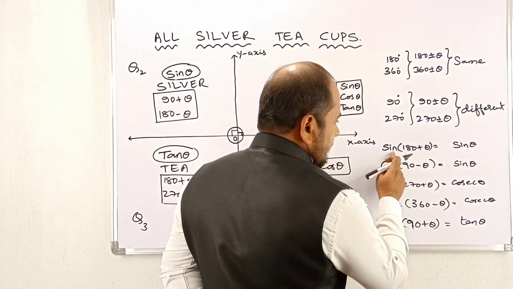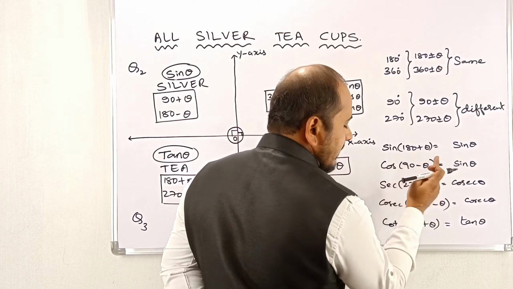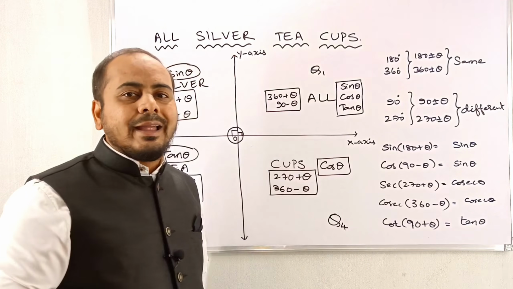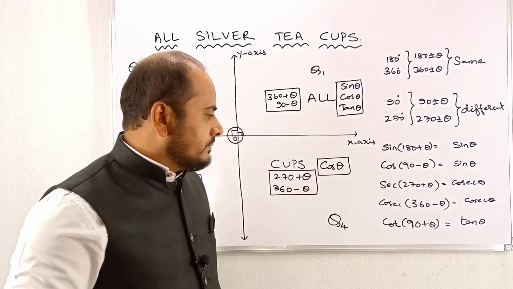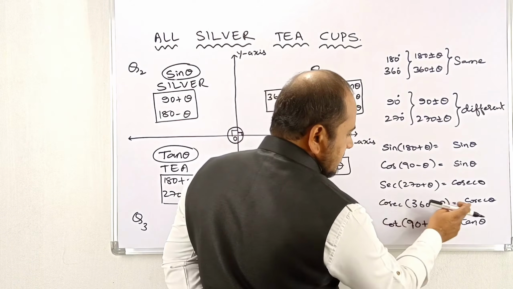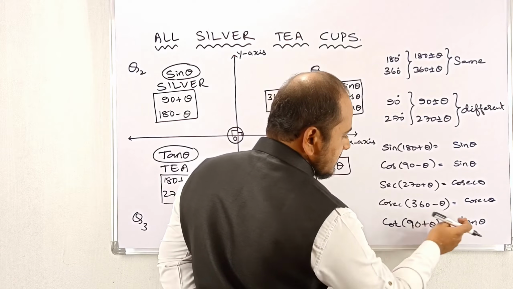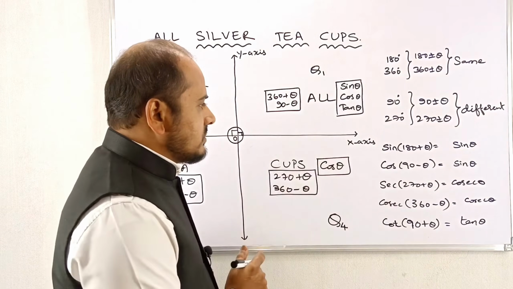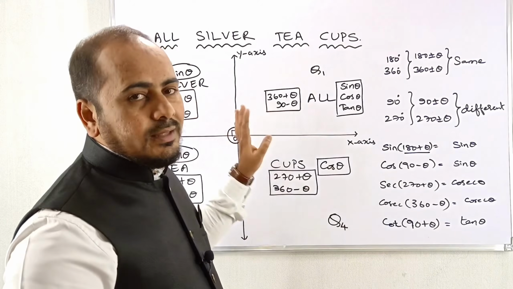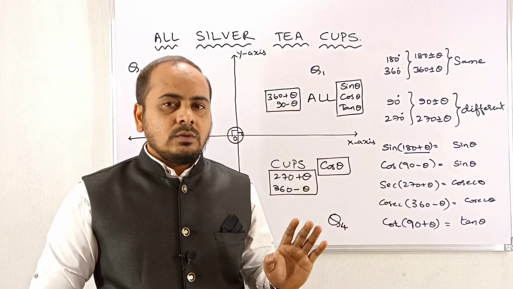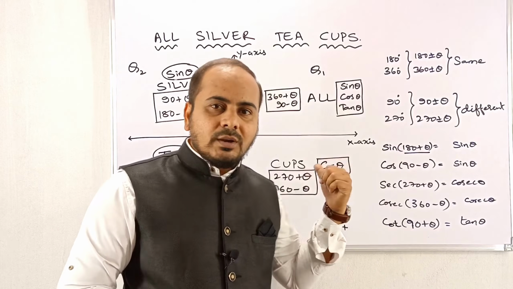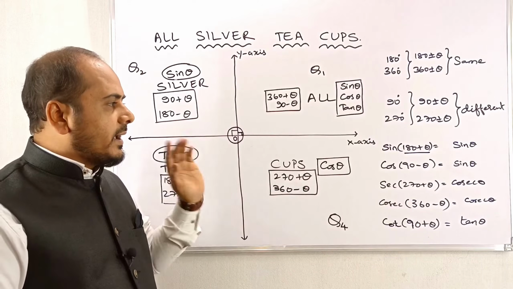180 same, 90 different. Different means for cos what comes? Sine, as we discussed in complementary angles in the previous part. Sec different, cosec; cosec 360 same; cot 90 means different. Like this we took. Now you see 180 plus theta. Don't take the diagram, just imagine. Diagram is not necessary, my dear, but to help you understand, you can watch the diagram. I am not going to see the diagram.